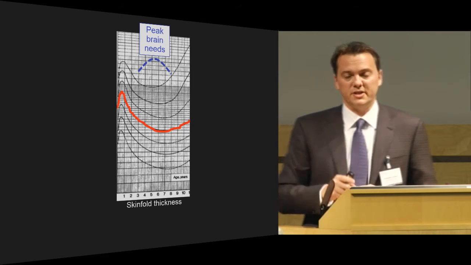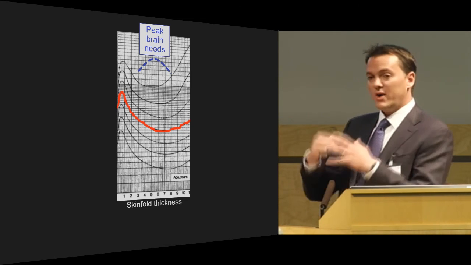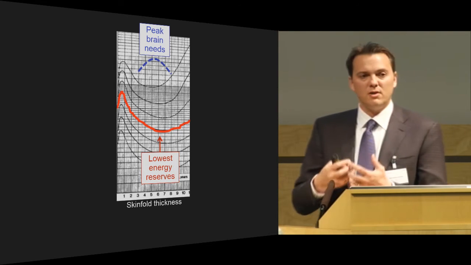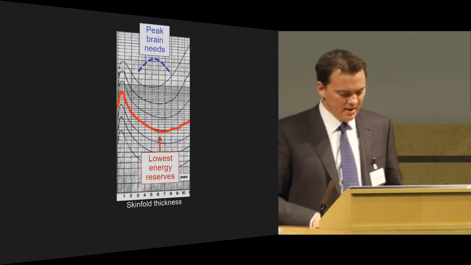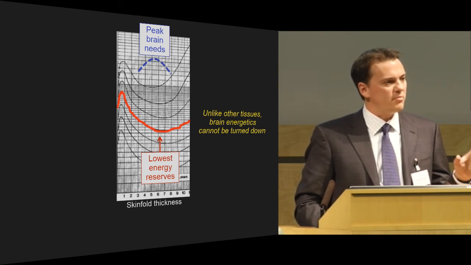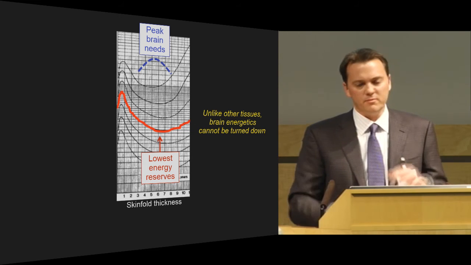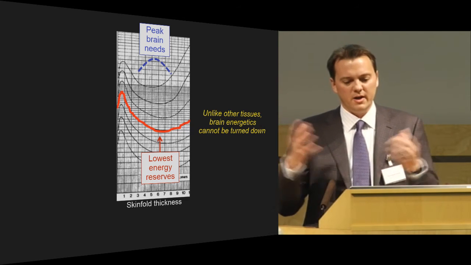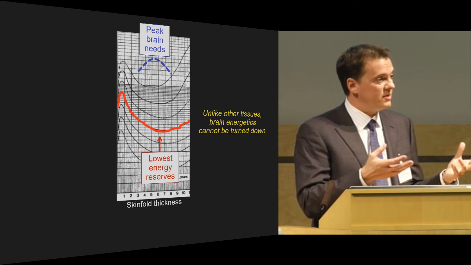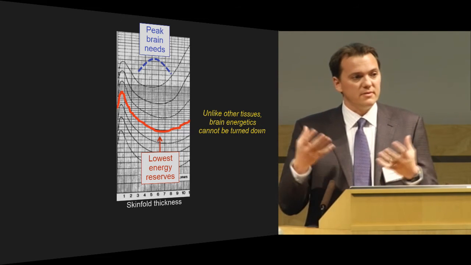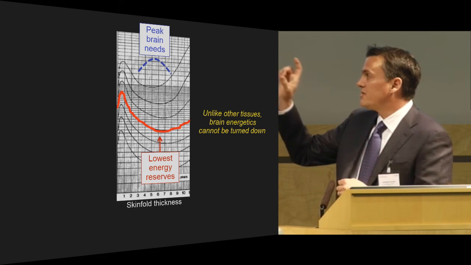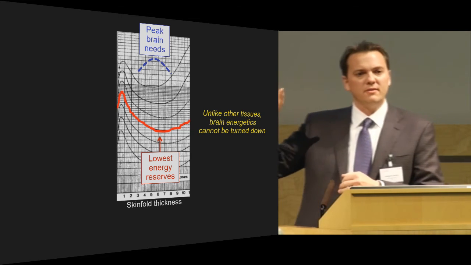Now, this is interesting because it suggests that the brain's needs are peaking at an age when we have our lowest energy reserves. This is important because, unlike other tissues in the body, the brain's metabolic rate is relatively stable. Even when you're sleeping, it's still using a lot of energy. And if you're under nutritional stress or starvation, you still have to meet those basic energy needs, right? And so there's an interesting dilemma here, and you can think about this with an analogy.